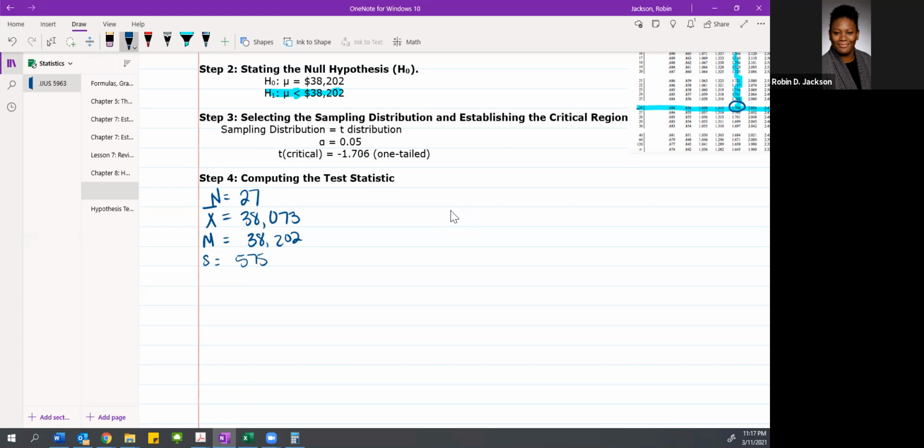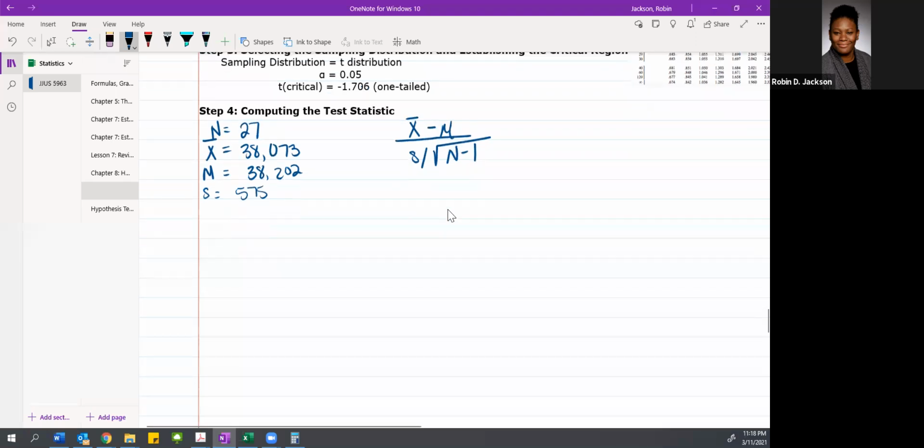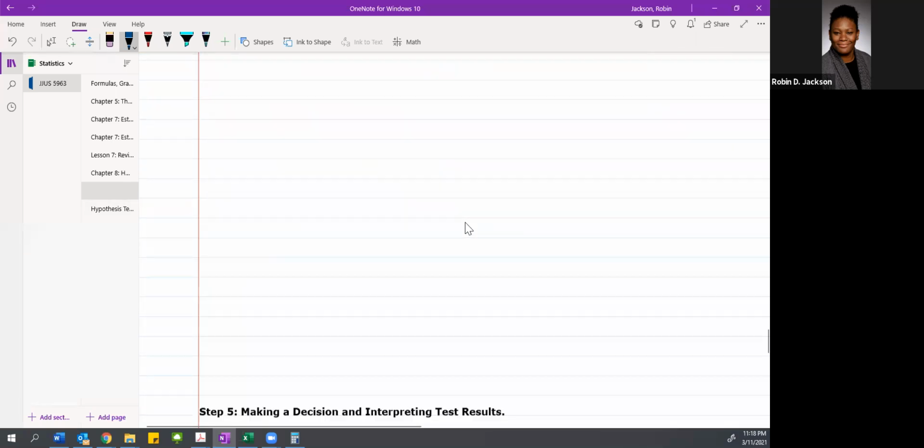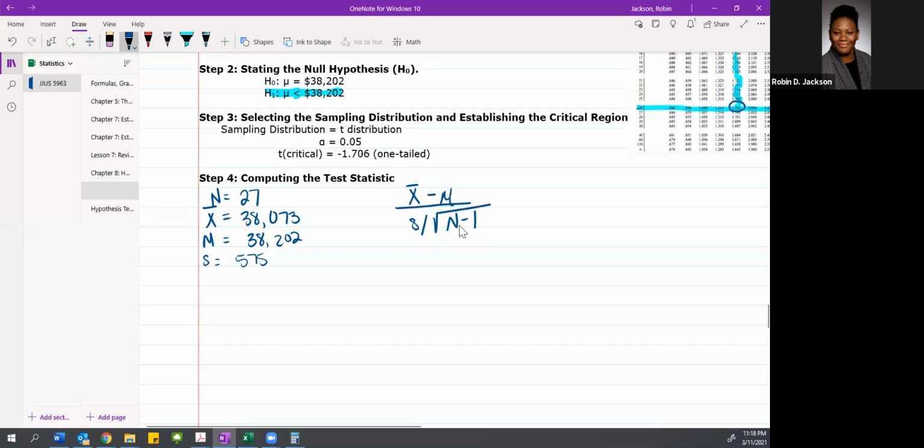So the formula. We would say sample mean subtract the population mean, divided by the sample standard deviation, which is divided by the square root of n minus 1. So that's that formula. Let's see how much space. I gave myself plenty of space for this one. Let's go ahead and write this out.